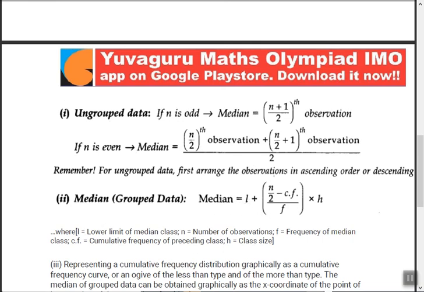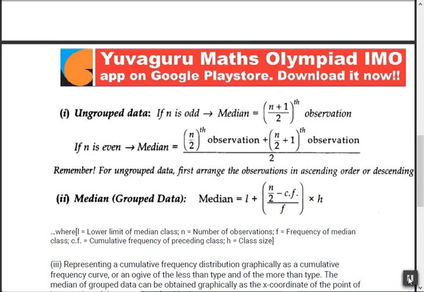L plus (n upon 2 minus CF), the whole upon F, into H. Now what is CF? What is F? See this. L is the lower limit of the median class. N is the number of observations. F is the frequency of the median class, which we can count basically, heads, right? CF is the cumulative frequency of the preceding class, and H is the class size. This formula is very important and you have to remember it. Now remember these terms carefully. We'll see this in the example. CF is cumulative frequency, F is frequency, H is height, L is the lower limit, and N is the total count, the number of observations.